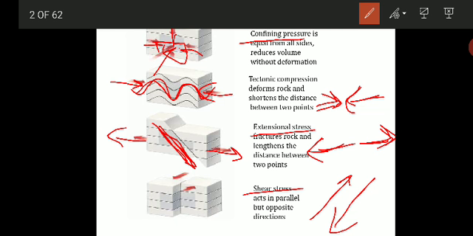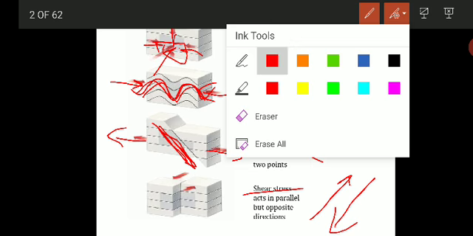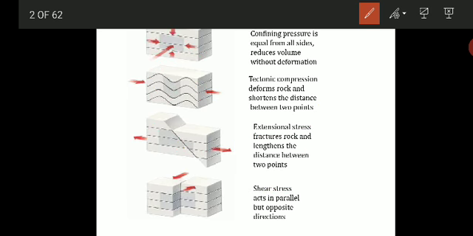And what is a strain? The effect we see on the rock, like here in compression the rocks get folded, and in extensional or tensional forces the rocks undergo faulting. That type of deformation is called the strain. So strain is a deformation that is produced by the stress.